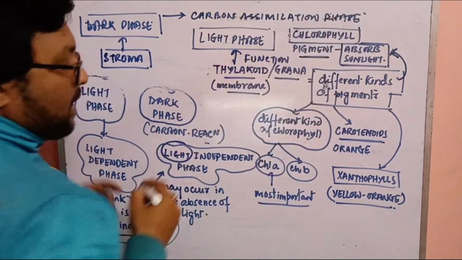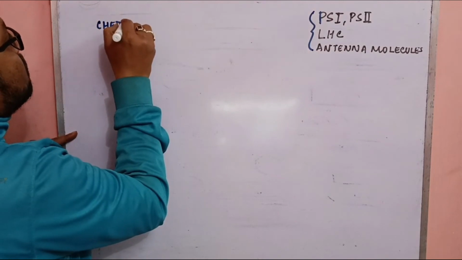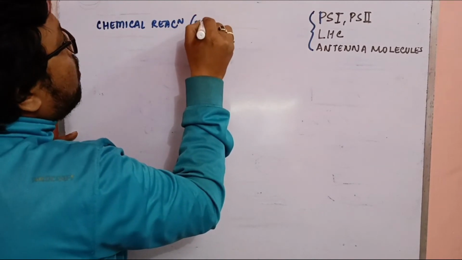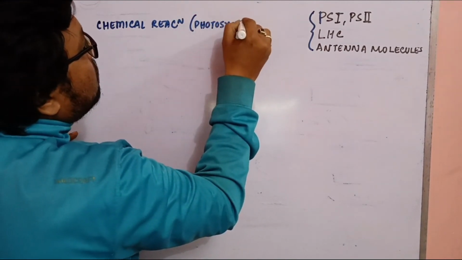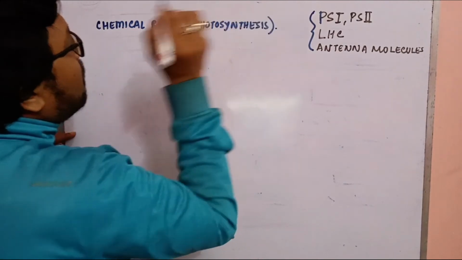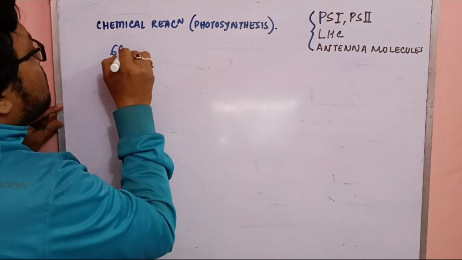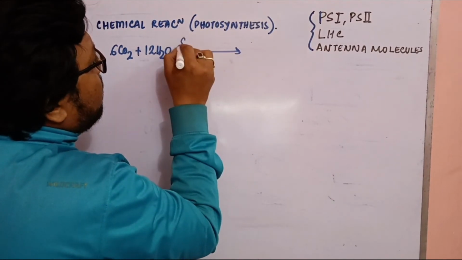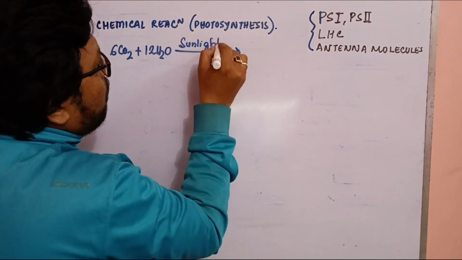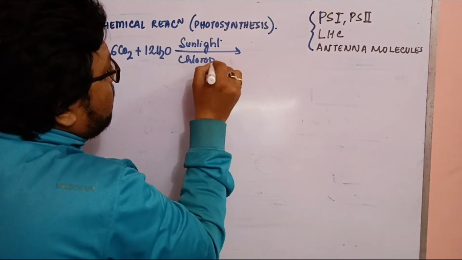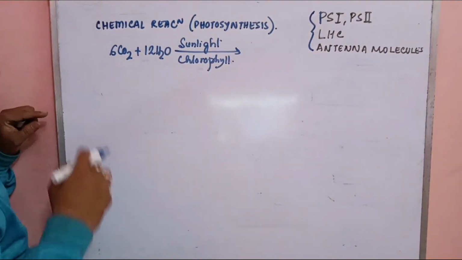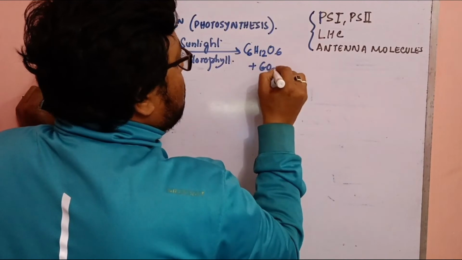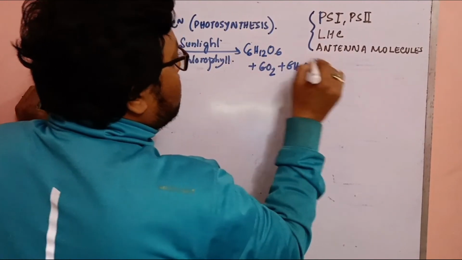Okay. Chemical reaction of photosynthesis. The chemical reaction is 6CO2 plus 12H2O, in the presence of sunlight with the help of chlorophyll, gives C6H12O6 plus 6O2 plus 6H2O.